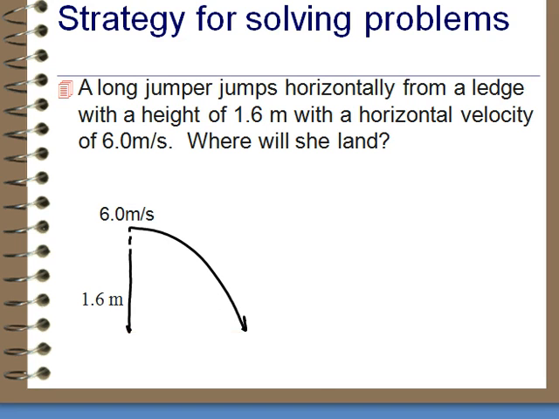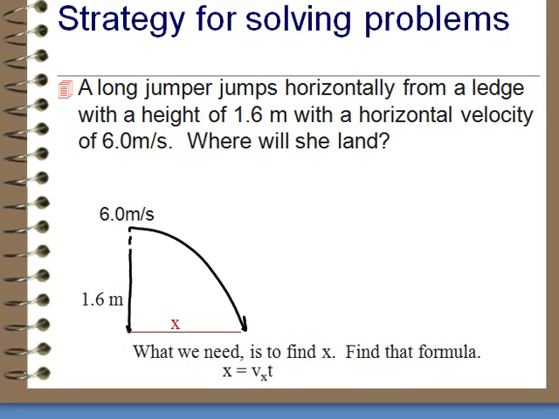Okay, a long jumper jumps horizontally from a ledge that is a height of 1.6 meters with a horizontal velocity of 6 meters per second. Where will she land? So we're trying to find the distance at the bottom, x. What we need to find is x, and we need a formula for it. There's only one formula that's got x in it, and that's in that middle column on the formula sheet that we just looked at.